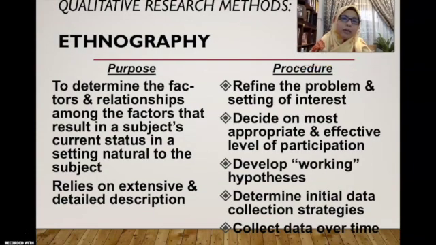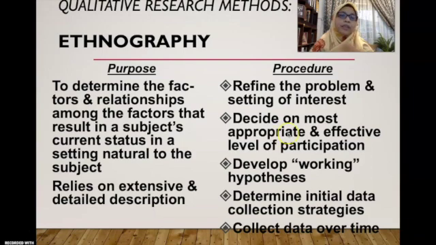And next, we have the ethnography study. Ethnography, of course, comes from the word ethnics. It's a study of an ethnic group usually. So the purpose is to determine the factors and relationship among the factors that result in a subject's current status in a setting natural to the subject. So the key word for ethnography is natural to the subject. It relies on extensive and detailed description. If we compare ethnography and case study, ethnography is more detailed, where it needs extensive and detailed description regarding factors and relationship among the factors.